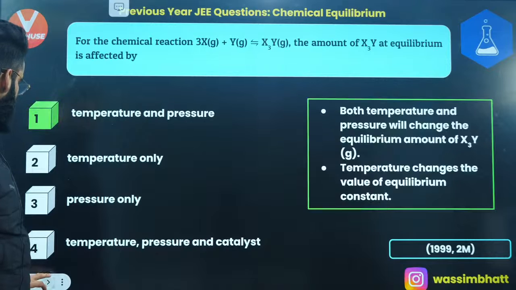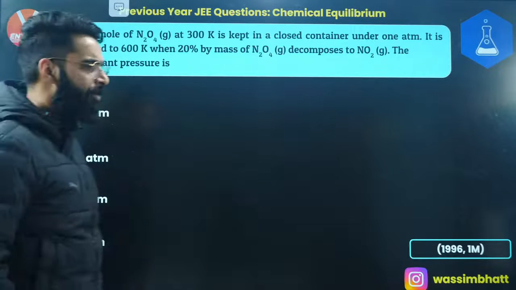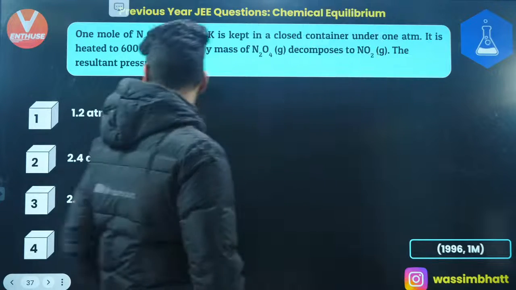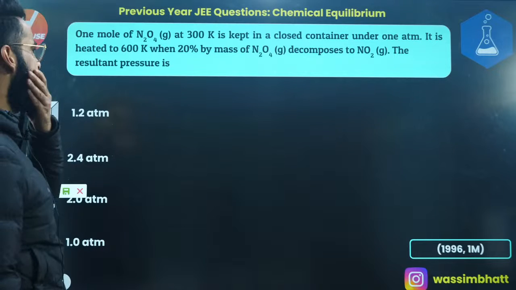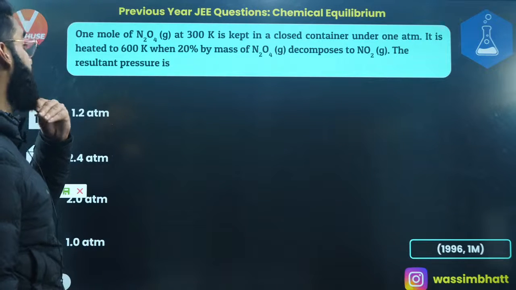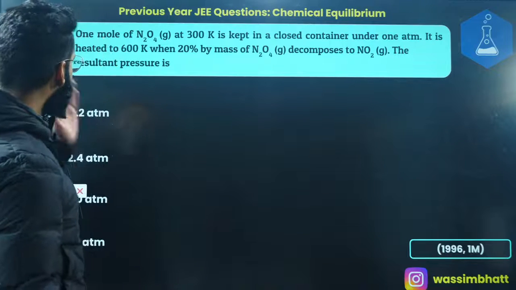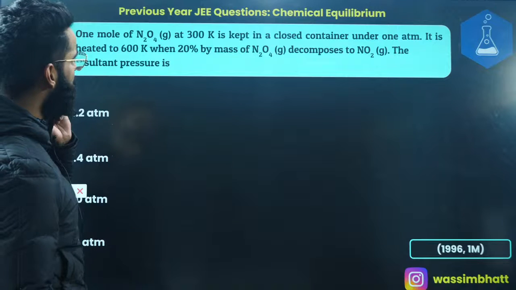Okay. So option 1 was supposed to be the correct one, right? This is one more question, right? Can you let me know how we solve this one? See guys, 1 mole of N2O4 at 300 Kelvin is kept in a closed container under 1 atm. It is heated to 600 Kelvin when 20% by mass of N2O4 decomposes into NO2.